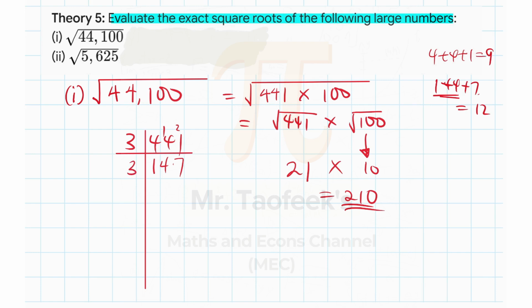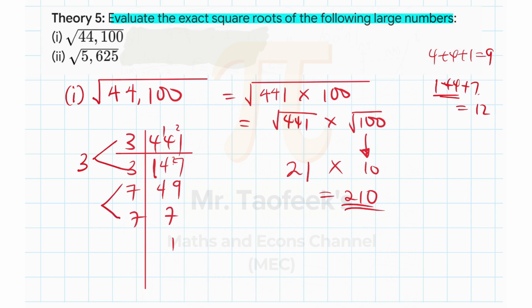So 3 here. 3 in 1, impossible. 3 in 14, that's 4 remainder 2. 3 in 27, that must be 9. 7 in 49, 7. 7 here, 1. Now, because we're trying to find the square root, we group them in 2s. Are we together? We group them in 2s.